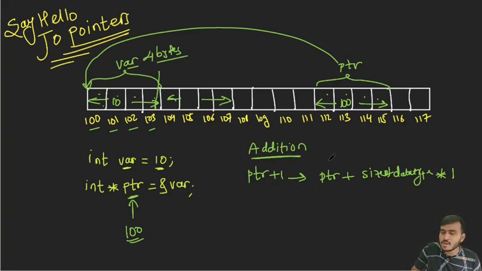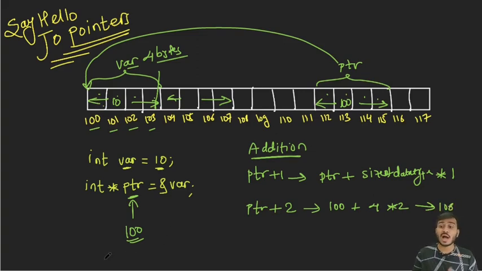See, the initial value of ptr is 100, then we add the size of the data type. If it is pointing to an integer, then the size of the data type is 4 into 1. So 4 into 1 is 4, and the updated value will become 100 plus 4, 104. Okay, now let's see how it works if we write ptr plus 2. In this case, the initial value of ptr is 100 plus the size of the data type, 4 into 2, so the result that we will get is going to be 108. Okay, so how are we getting the result?